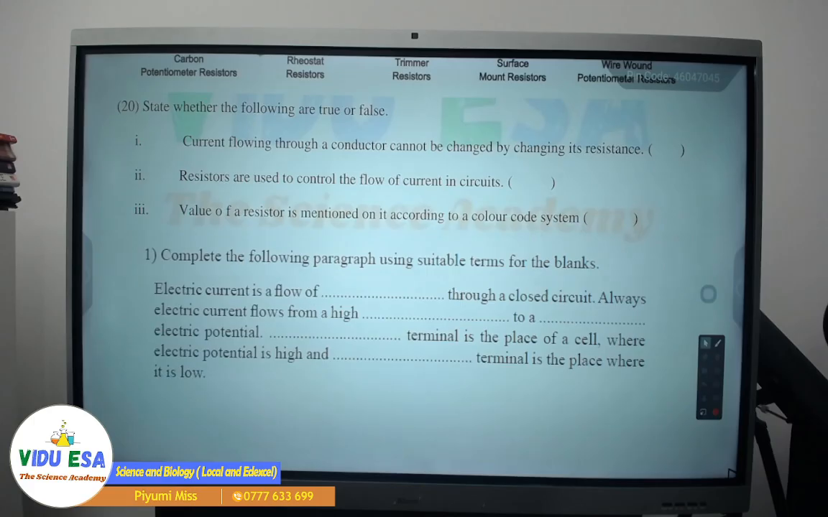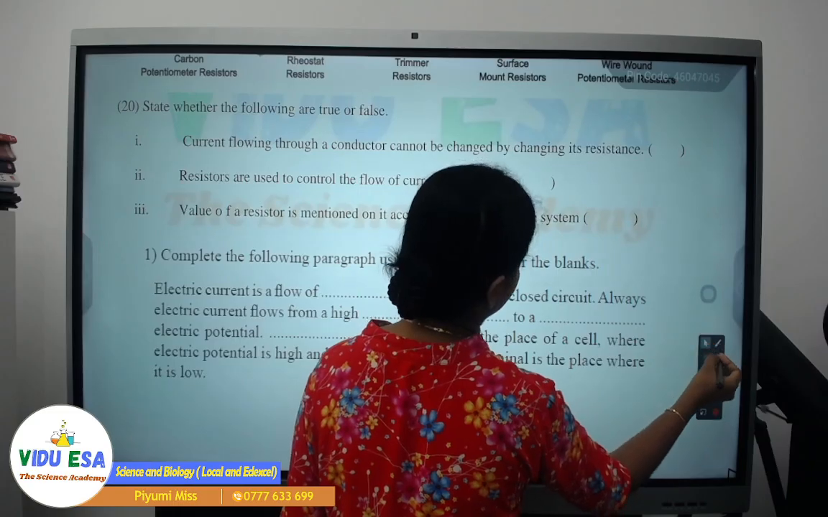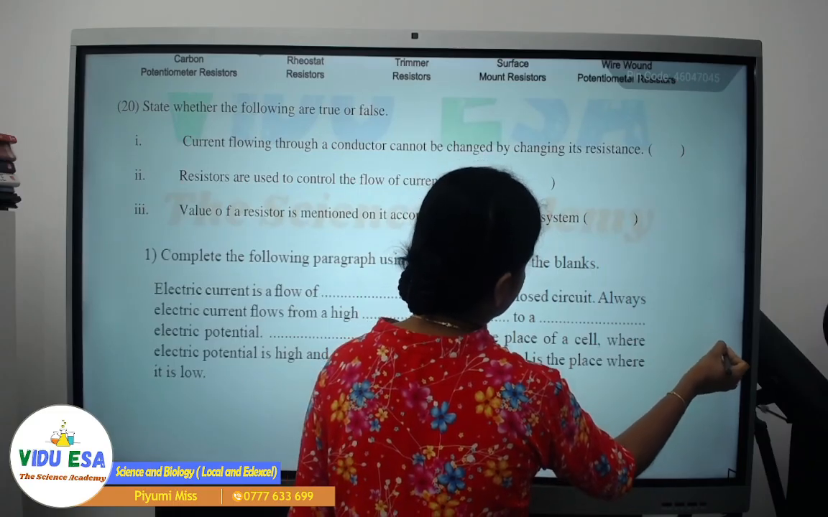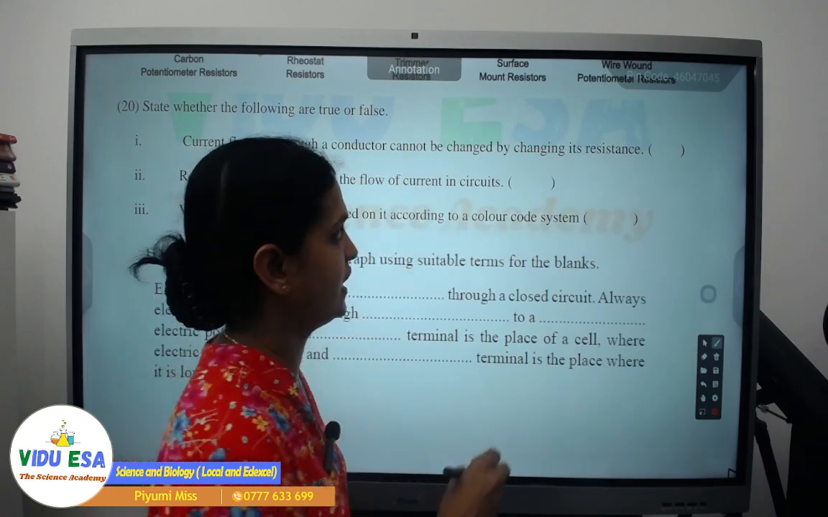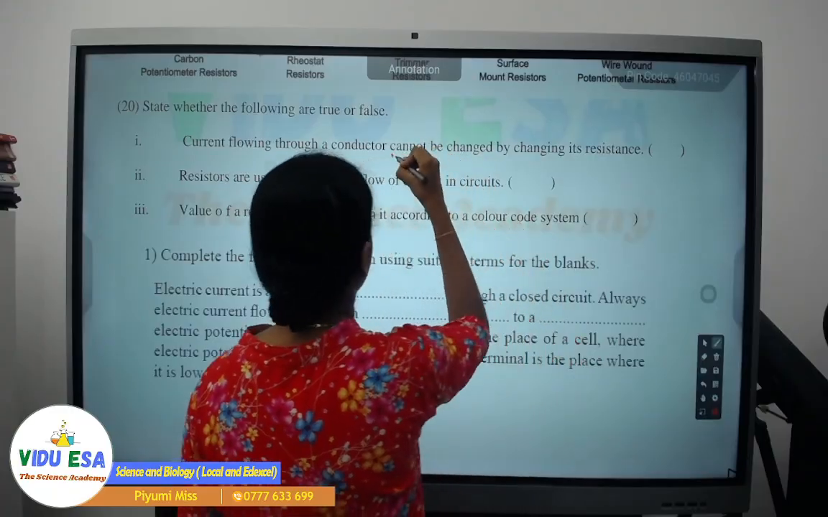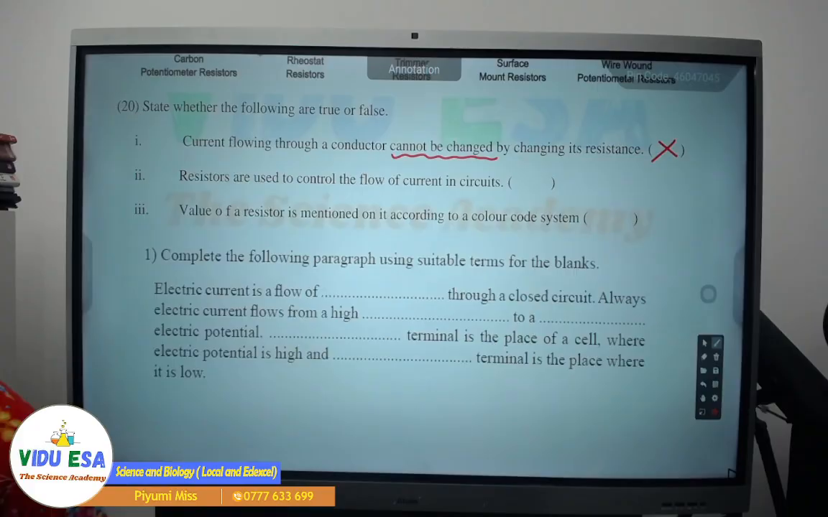So the first one goes to Minindu. It's not correct. Current flowing through a conductor cannot be changed by changing the resistance. Yes, we can change the resistance. Once we change the resistance, we can change the current. Here it says cannot be changed. Therefore, it is incorrect.